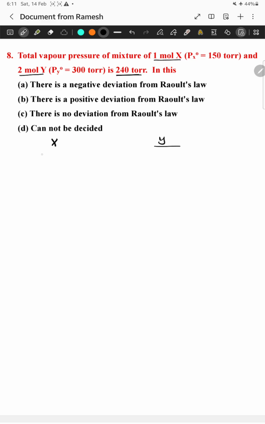For X, what are the given values? Number of moles of X is given. I will consider that as Nx, that is 1 mole. And vapor pressure of X, P naught X, is given, that is 150. Similarly for Y, number of moles of Y is given as 2 moles, and its vapor pressure P naught Y is given as 300. In addition to that, total vapor pressure is given, that means P total. I will consider this as the total vapor pressure of the mixture. Mixture means solution. Experimental value they have given is 240 torr.